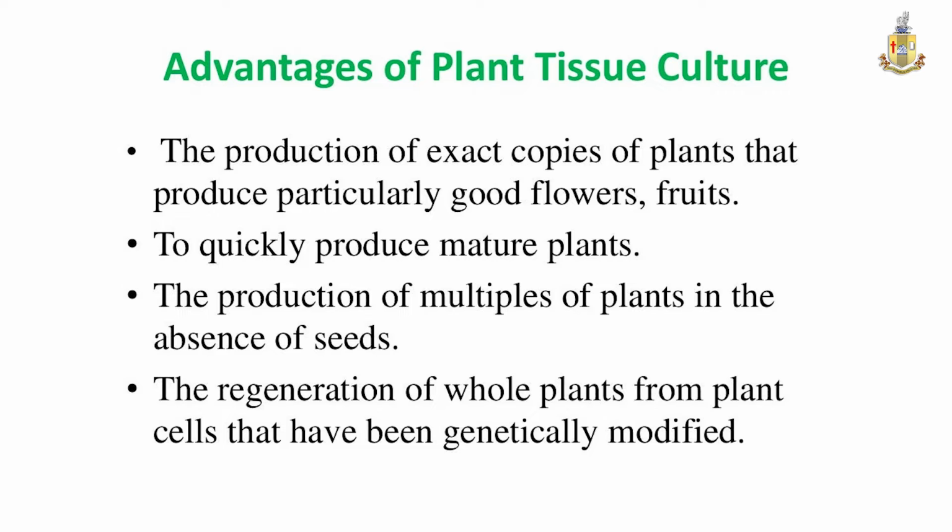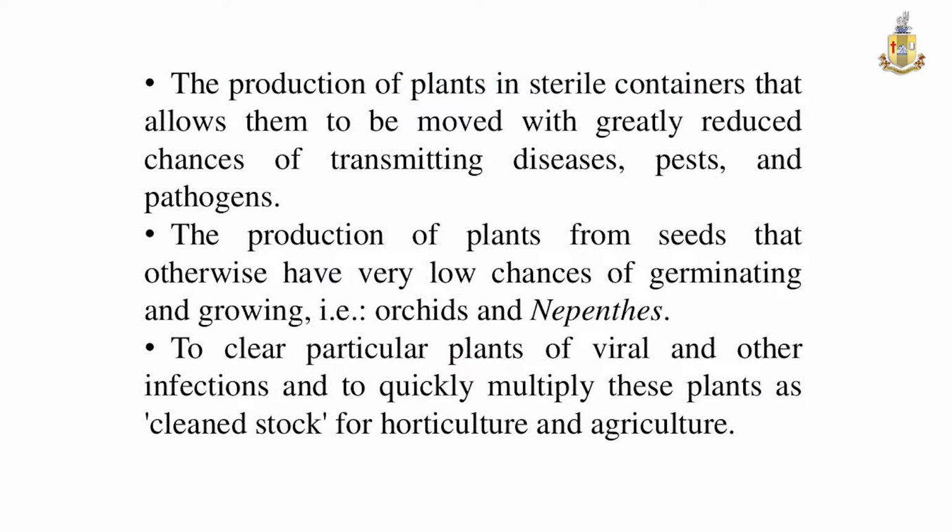The production of multiples of plants in the absence of seeds. The production of plants in sterile containers that allows them to be moved with greatly reduced chances of transmitting diseases, pests and pathogens. The production of plants from seeds that otherwise have very low chances of germination and growing, that is orchids. To clear particular plants of viral and other diseases, plants can be produced.